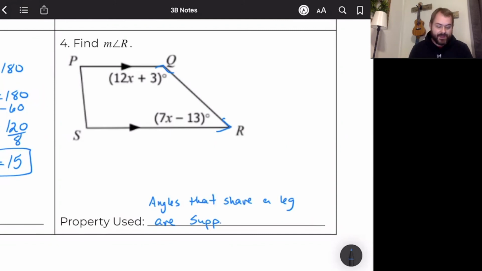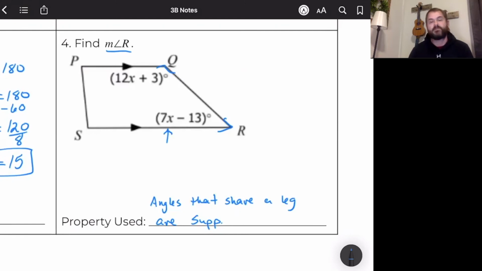And so they actually ask me to find the measure of angle R this time. So the first thing I want you to do is to set up an equation knowing that these two angles are supplementary. It means that you're going to add the two expressions, set them equal to 180, solve for x, and then we're going to plug back in here to find the measure of angle R. I want you to pause the video here and give yourself some time to work this out. When you get your answer, click play to check your answer.